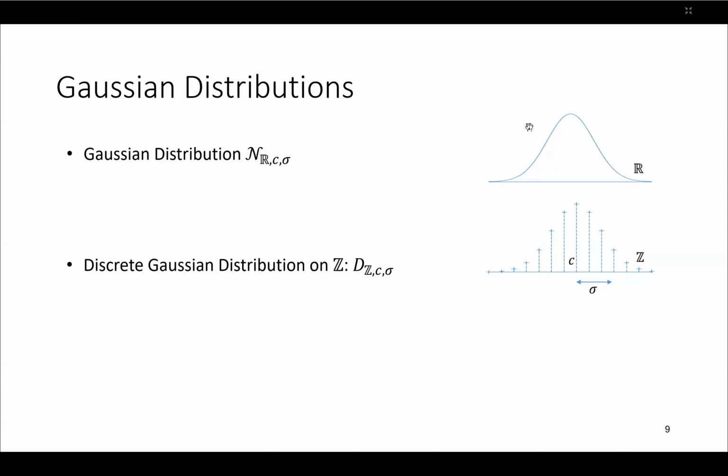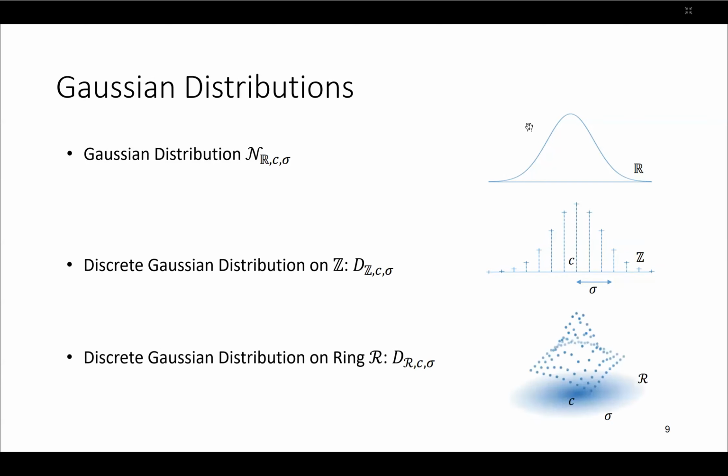Starting with a reminder about Gaussian distributions. Here is the continuous Gaussian distribution over the real numbers, and these are the discrete versions over the integers. Finally, we have discrete versions over rings. These two discrete versions of the Gaussian distribution are actually the sampling unit for higher-dimensional discrete Gaussians in Falcon and Mitaka, which we will show you later.